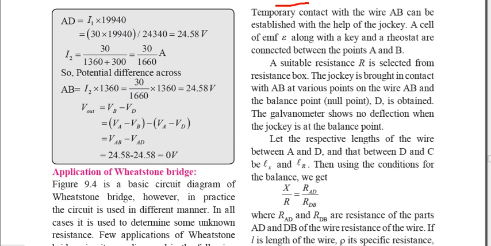So here a temporary contact with the wire AB can be established with the help of the jockey. Okay, where we have connected the galvanometer, it is connected with the help of the jockey on this metre scale. A cell of EMF E along with a key and a rheostat are connected between points A and B. So between points A and B we have connected the rheostat and the cell which supplies the power. A suitable resistance R is selected from the resistance box.